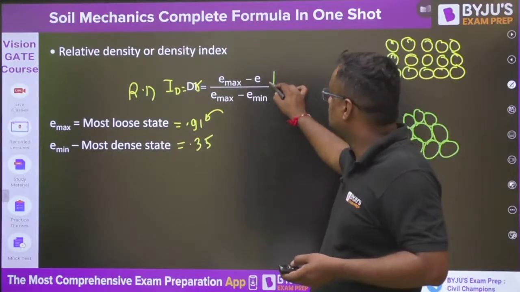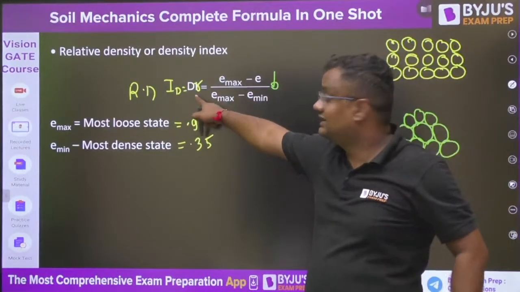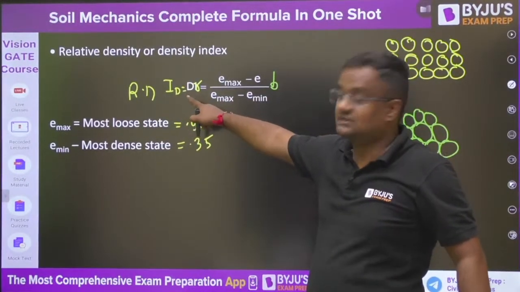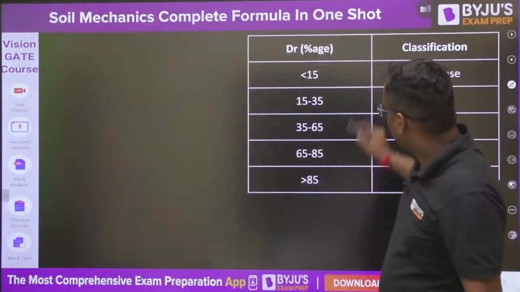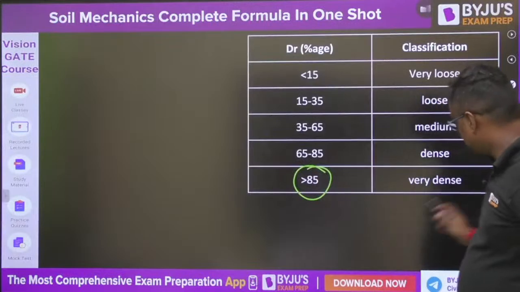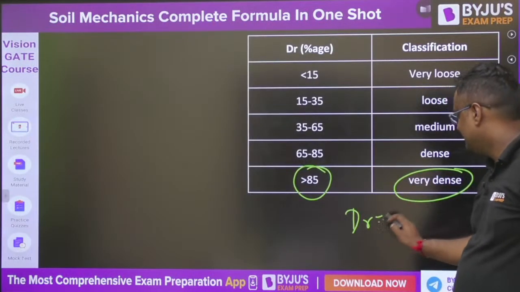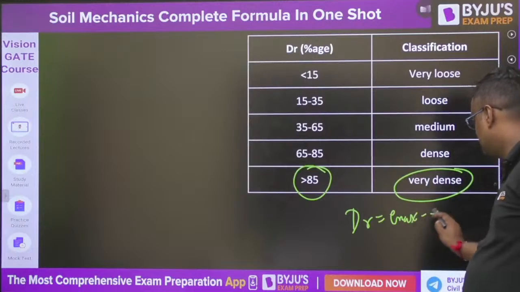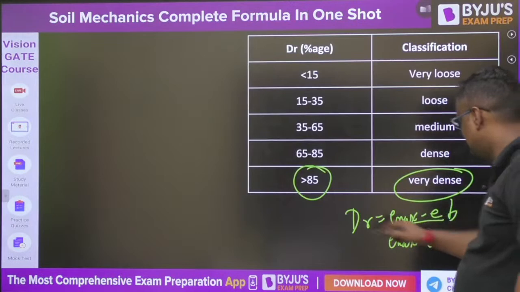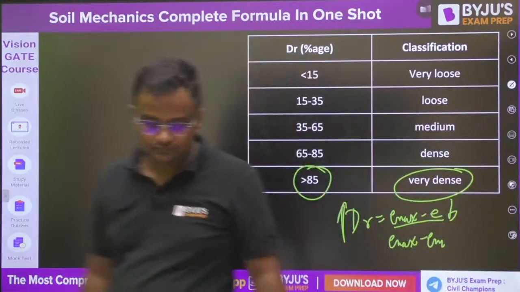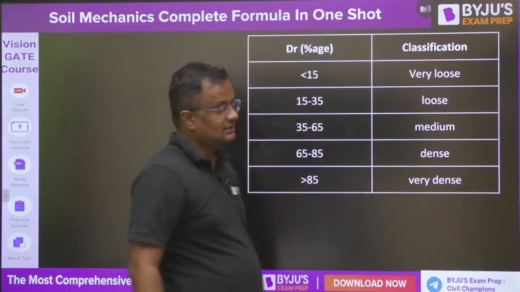What is the significance? If void ratio is less, DR will be more. So more relative density means void ratio is less, so it is densely packed. More DR means very dense. Because what is DR here? E max, which is a constant value, minus E upon E max minus E minimum. So if voids are less, DR is more. More means very dense.